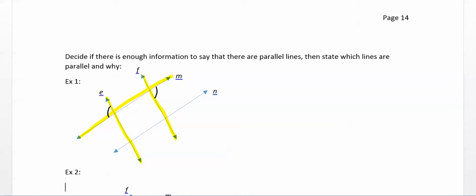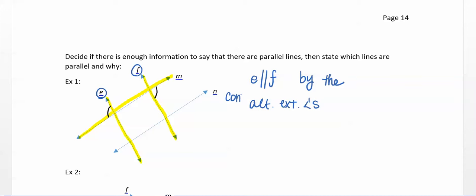So now you should be able to see what kind of angles they are. They're alternate exterior, which means that these alternate exterior angles need to be congruent for the lines to be parallel, which they are. So the parallel lines here are going to be E and F. So we'd see E is parallel to F by the alternate exterior angles. Oops, I forgot a very important word here.